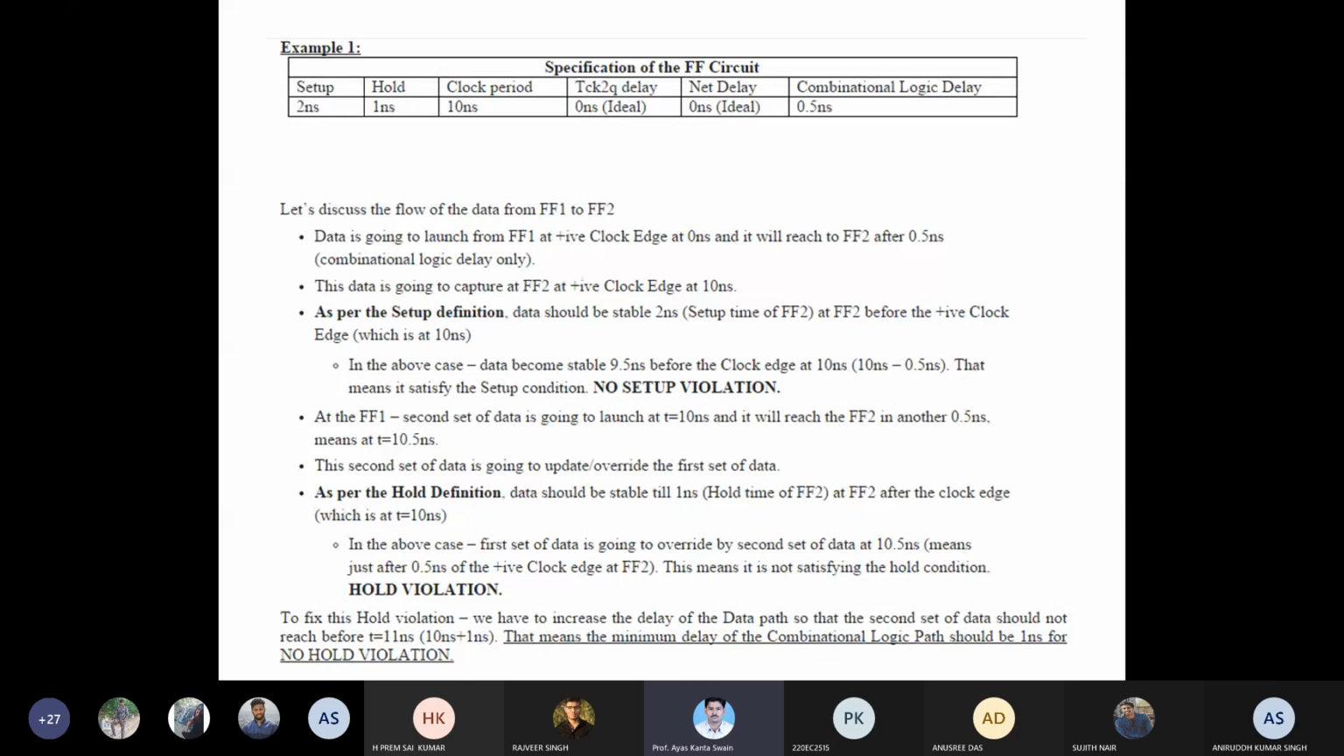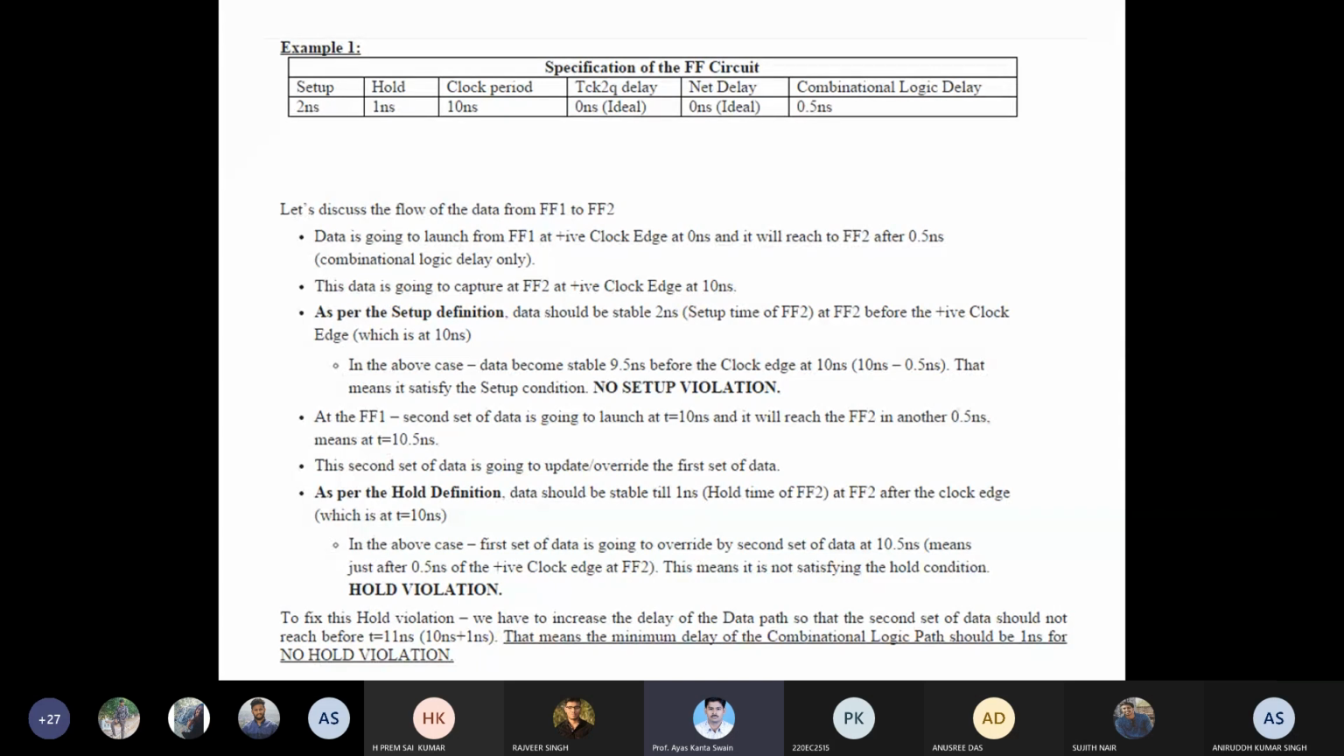Okay, so now we see that setup violation is not there when we consider the data being captured at the next edge of your clock pulse. Now this data is present at 8 nanosecond, and it will last until the 10 nanosecond edge of your clock pulse. Then this data must be held up to what period? That is 10 plus 1 nanosecond. That is your hold period, right? So 10 plus 1, data must be stable from 8 to 11 nanosecond.